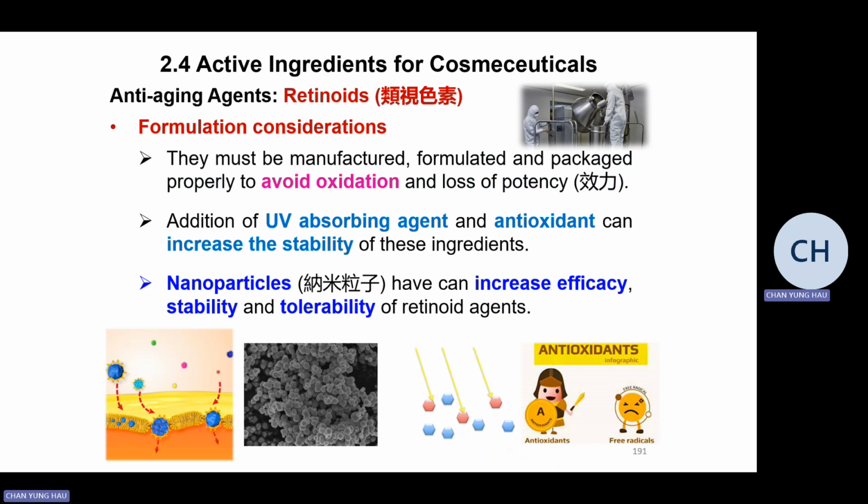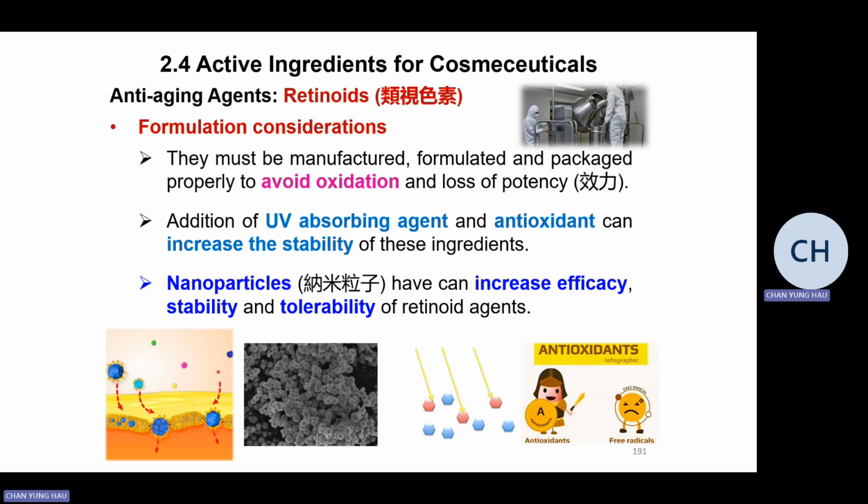They must be manufactured, formulated, and packaged properly mainly to avoid oxidation. After oxidation, retinol will lose potency, and that is no use. So that's why we add some UV absorbing agent or antioxidant, as I've told you, to increase the stability of this product. Nowadays, we also use nanoparticles, which increase the efficacy, stability, and tolerability of the retinoid agent. So that's all about chapter 2.